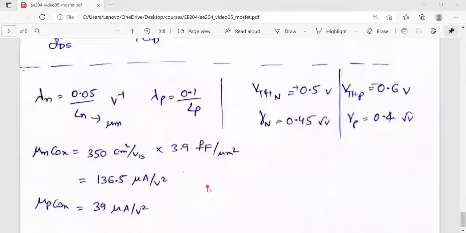Generally, in the above formulas, the lambda value depends upon the length L. For NMOS, we can use this formula. For PMOS, we can use this formula. And threshold voltage for NMOS is 0.5, and threshold voltage for PMOS is 0.6. And the gamma values for NMOS and PMOS are given. And mobility times capacitance per area value for NMOS is 136.5, and for PMOS it is 39. If it is not given in the question, we can take these values.